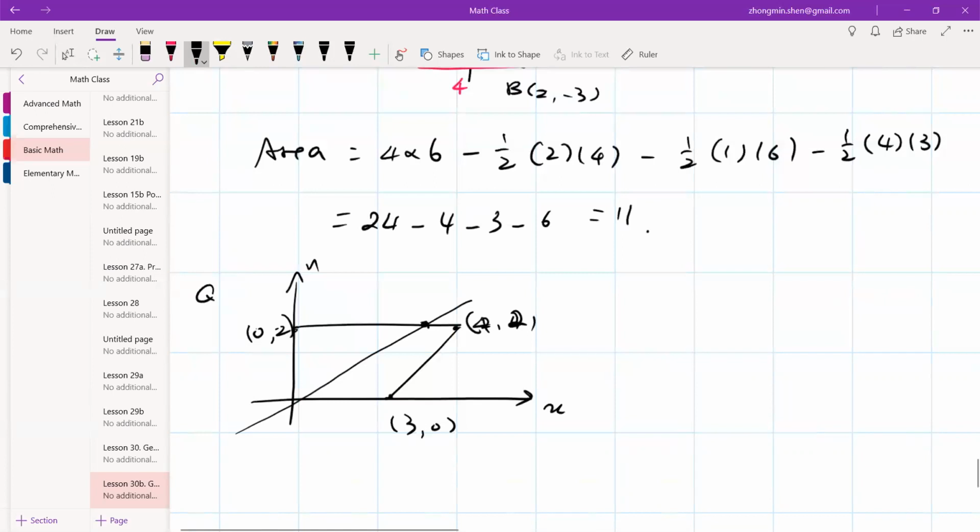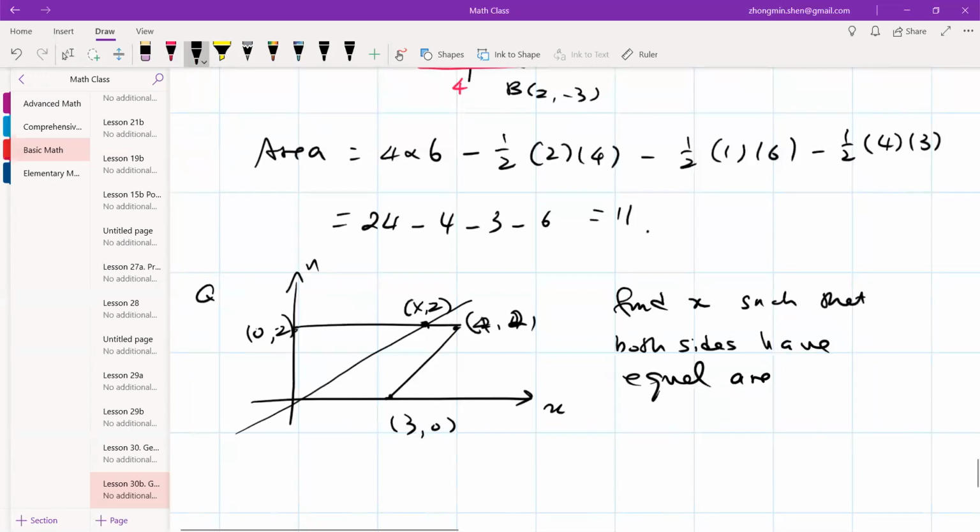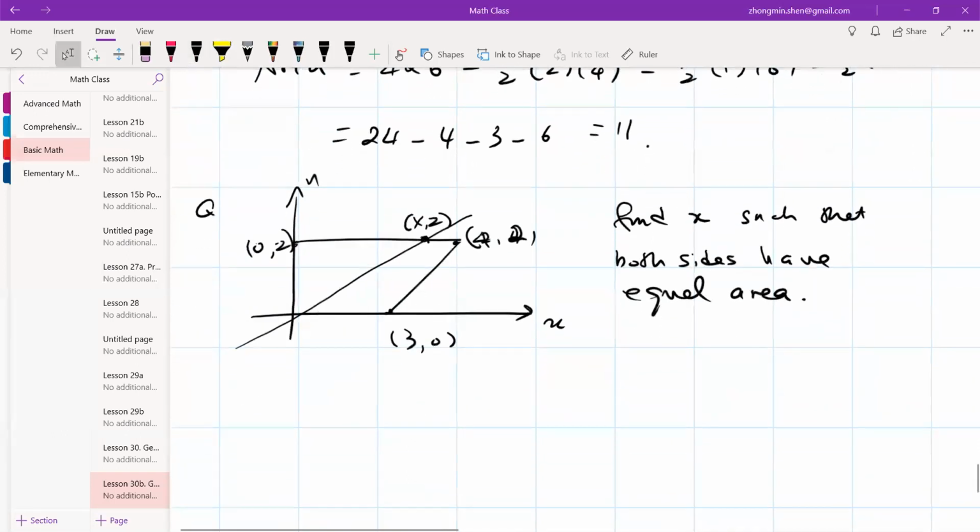Let's say find this x. This is x and 2, right? Find the x such that both sides have an equal area. Who can solve the problem? Get a candy.